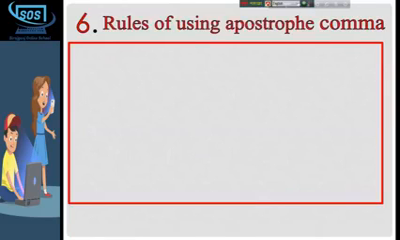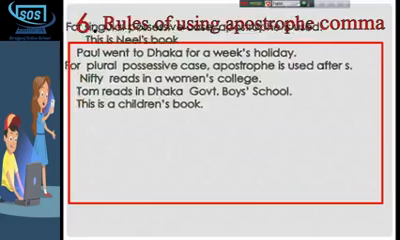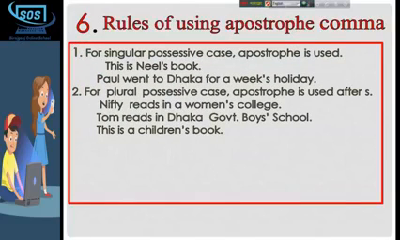Students, rules of using the apostrophe. Here are some rules. If you want to write the possessive case, then there is a need for an apostrophe. This is Nila's book. Nila is a proper noun. Nila's stands for a possessive case. So before s, we use apostrophe s. For the plural possessive case, we will put apostrophe after s.